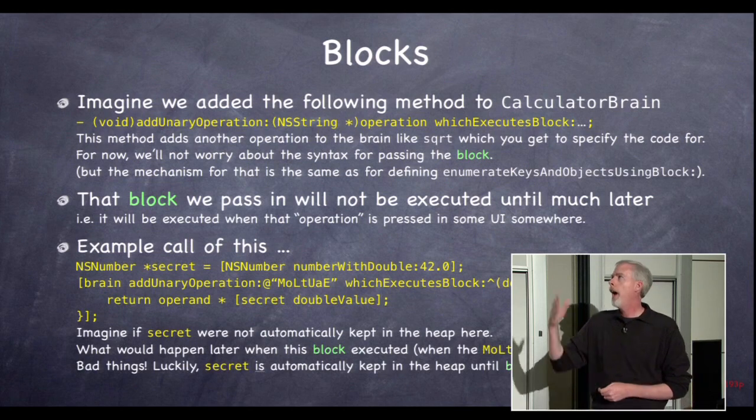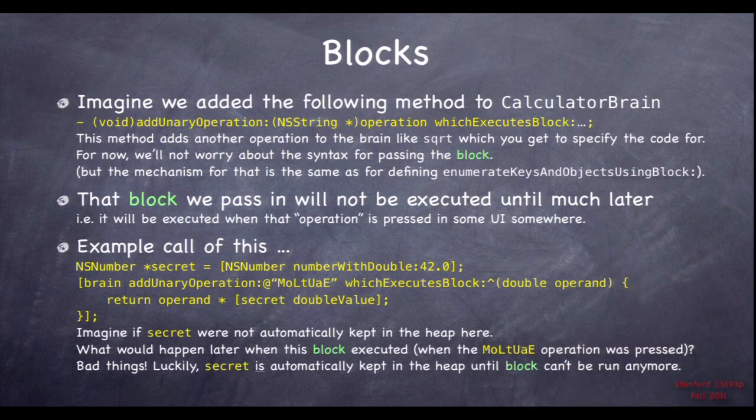So for example, what if we added this unary operation? I have this unary operation MOLTUAE, which is short for the meaning of life, the universe, and everything. And what if I had a local variable secret, which is an NSNumber, and I set it to 42? And then I added my unary operation, which executes this block. Now, my block takes one argument, which is an operand, and it returns the operand times the secret double value. So obviously, if I executed this line of code, I would want secret to stay around as long as that block stays around.